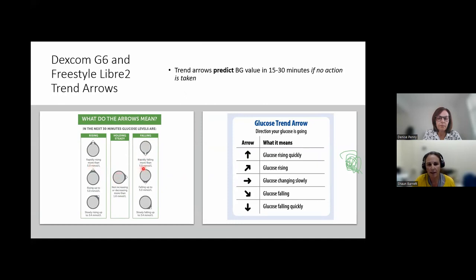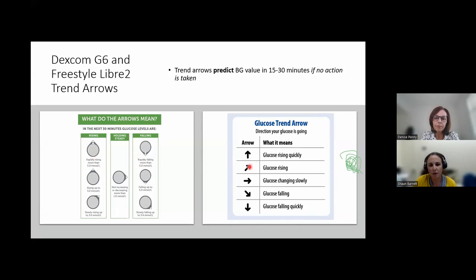So you can see here with the Dexcom, two arrows down means that within the next 15 to 30 minutes, if no action is taken, the blood sugar is going to decrease more than 5 millimoles. And maybe if it was increasing quickly in a certain situation too, that would give you some more data. Maybe you were thinking something was wrong with the pump site or something like that.